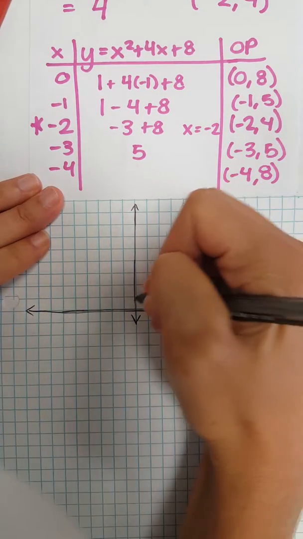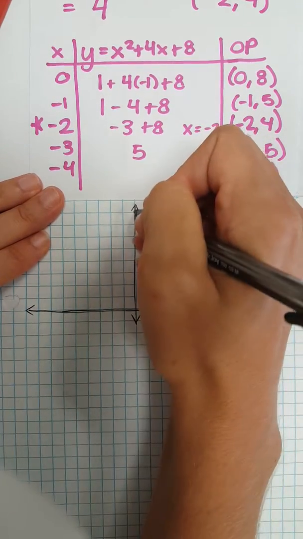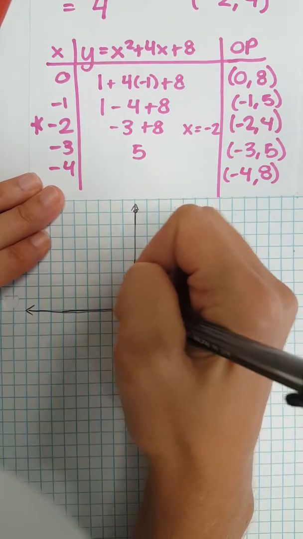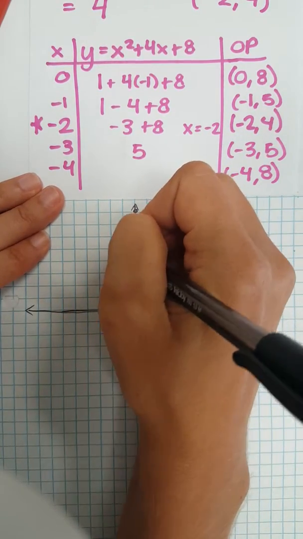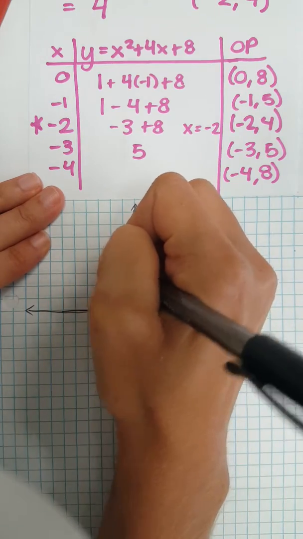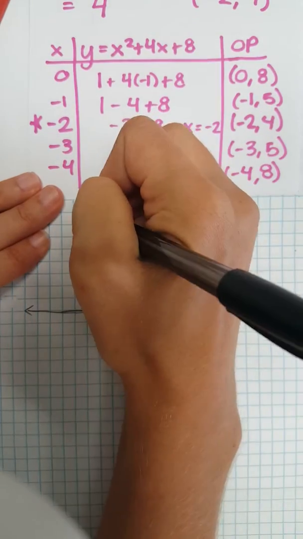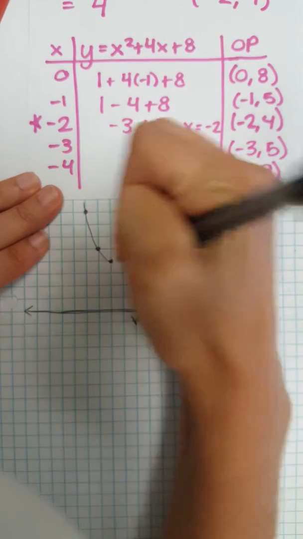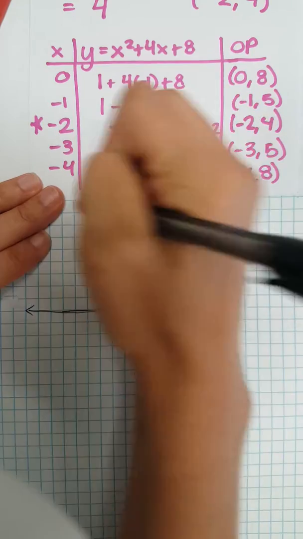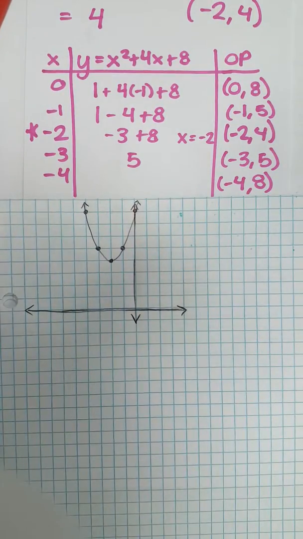Okay, so 0, 8, 1, 2, 3, 4, 5, 6, 7, 8. Whew, perfect. Negative 1, 5, 1, 2, 3, 4, 5. Negative 2, 4. Negative 3, 5. Negative 4, 8. We make our curve, and there is our graph. Okay, so make sure you get that down in your notes. And then let's do the next one.